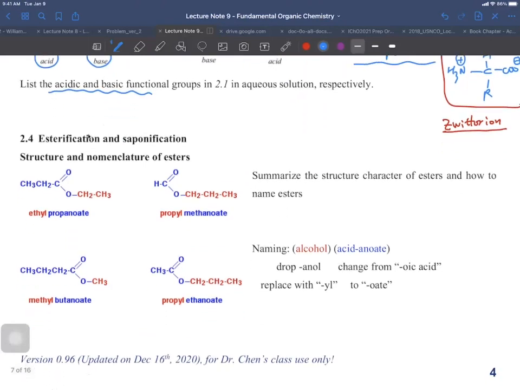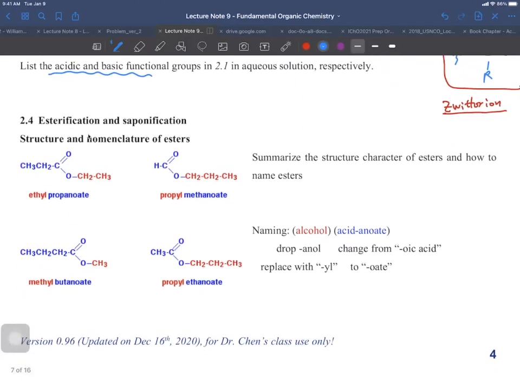So let's continue. The next reaction is esterification and saponification. We talk about esters, right? Esters have a structure like this. All of them have a COO group in the middle. Basically, they are made by an acid and an alcohol through dehydration, meaning they lose a water molecule. So if we cut the bond from here, the left part is the acid, the right part is the alcohol. If we cut from here, acid, alcohol. Here, acid, alcohol.